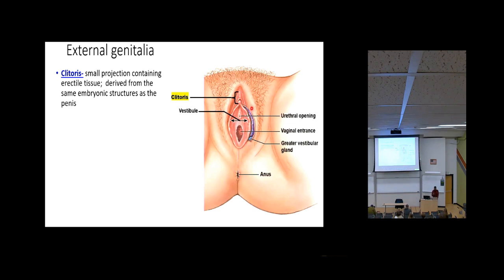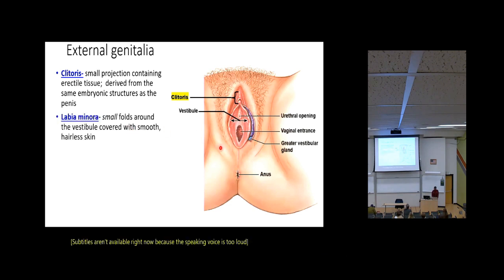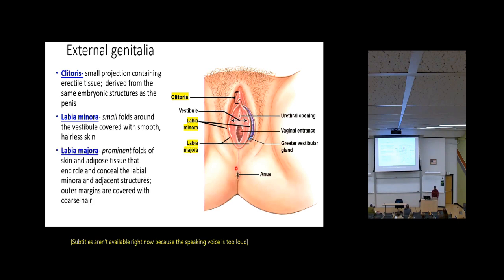And then immediately posterior to the clitoris, there is this area known as the labia minora. These are small folds which are found around the vestibule, and the key thing to note here is it's got hairless skin. And surrounding the labia minora, there's the labia majora, where there are more prominent folds of skin and adipose tissue, and this is covered with coarse hair, right? So these are the few things I would point out as far as the external genitalia is concerned.